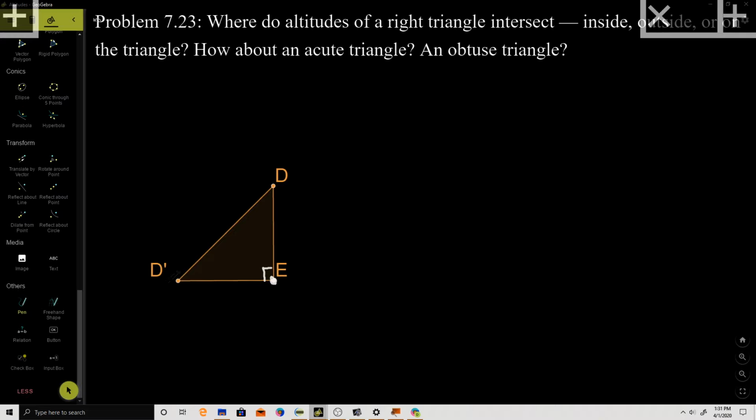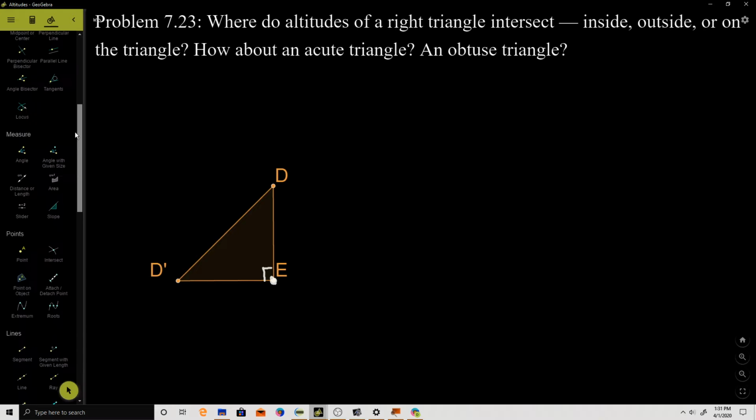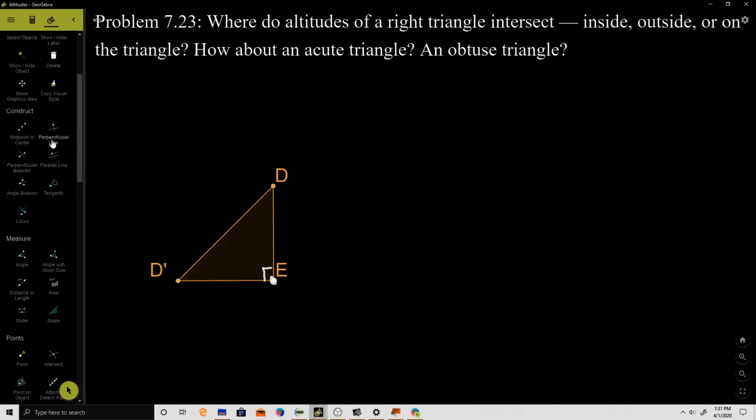How about D prime? If I said I'm drawing the altitude from D prime, then my base would be just DE, and we'll get the same thing. It just meets at E. So it seems like it's just going to end up at E. Well, what about the altitude drawn from E itself? Well, let's take our perpendicular tool. I'm going to draw a perpendicular line from point E to D prime. And yeah, it just meets at the same spot.